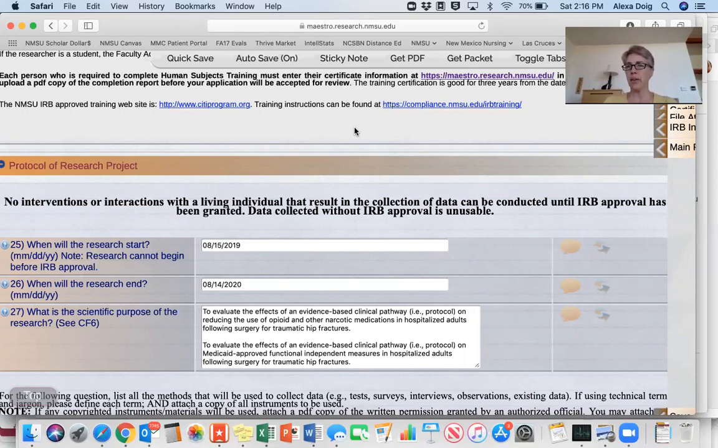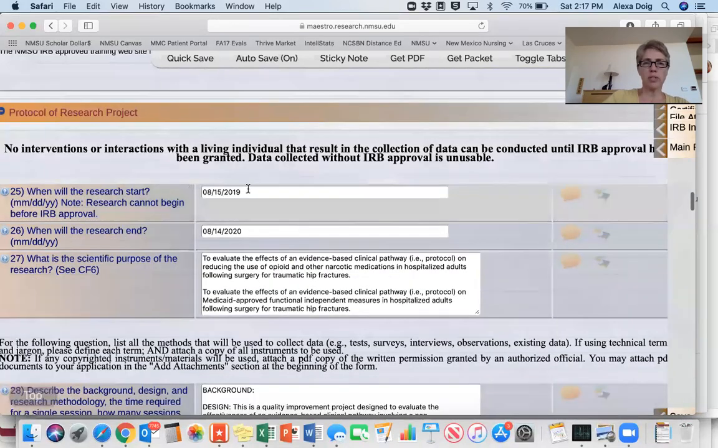That's not data. Data is going into the electronic health record and pulling patient files. Data is looking at, giving a survey, giving a test, et cetera, et cetera. So none of that can start, and really your intervention should not start until you have IRB approval.